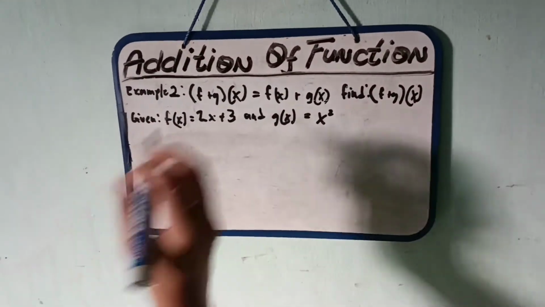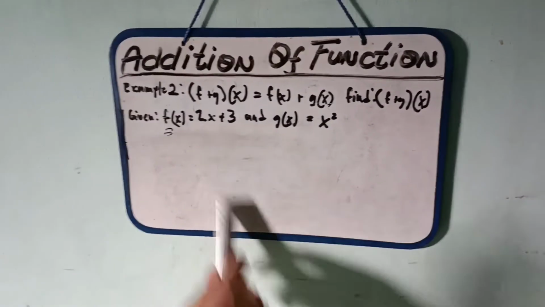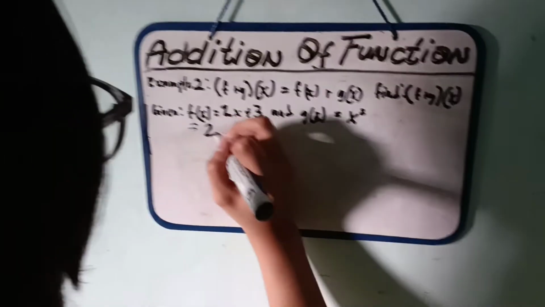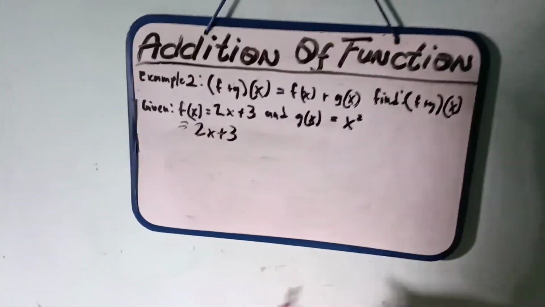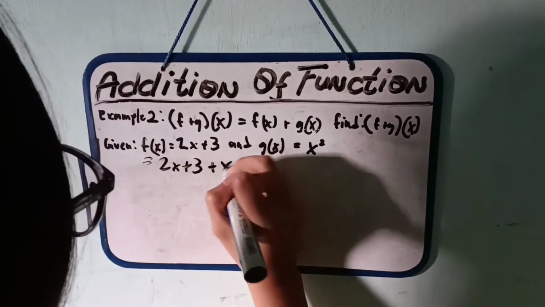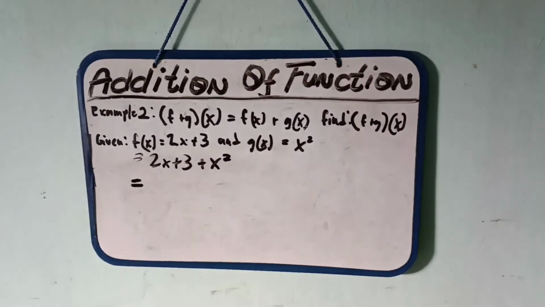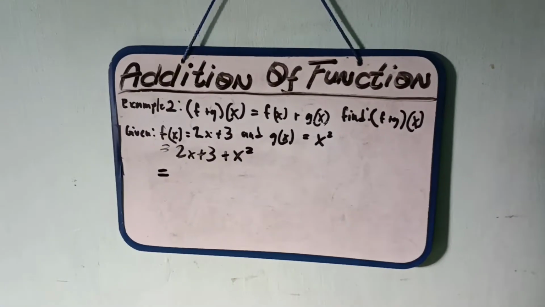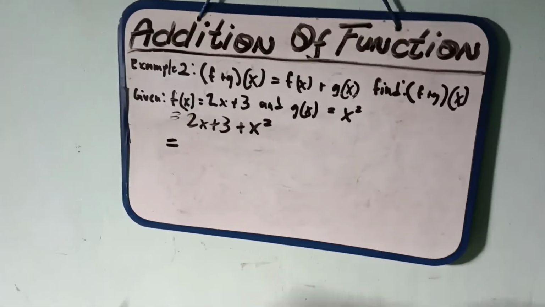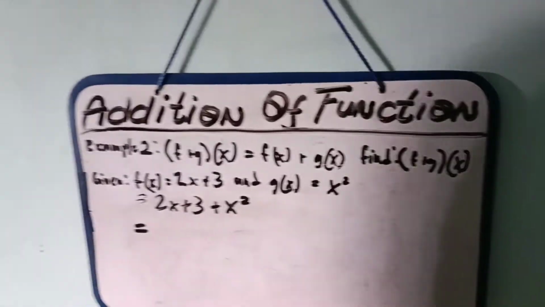So, all you have to do is arrange it first. Substitute natin yung f of x. Our f of x is 2x plus 3 plus g of x. Our g of x is x squared. Sa addition of function, if wala namang magka-same, hindi mo na siya kailangan i-solve. Ang gagawin mo na lang, write it down and i-arrange mo na lang.